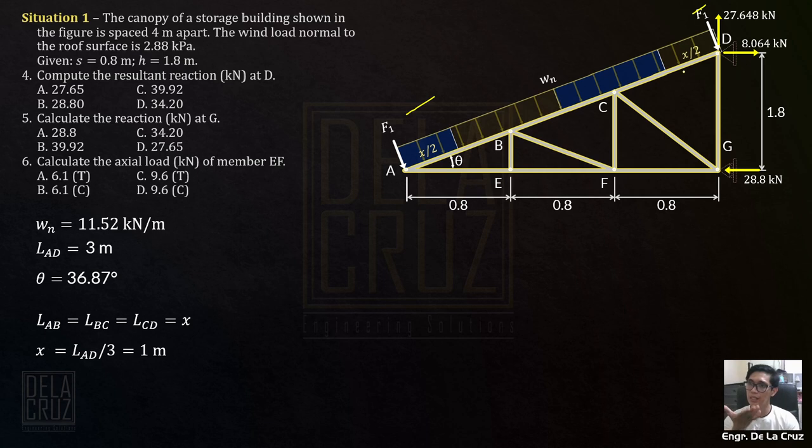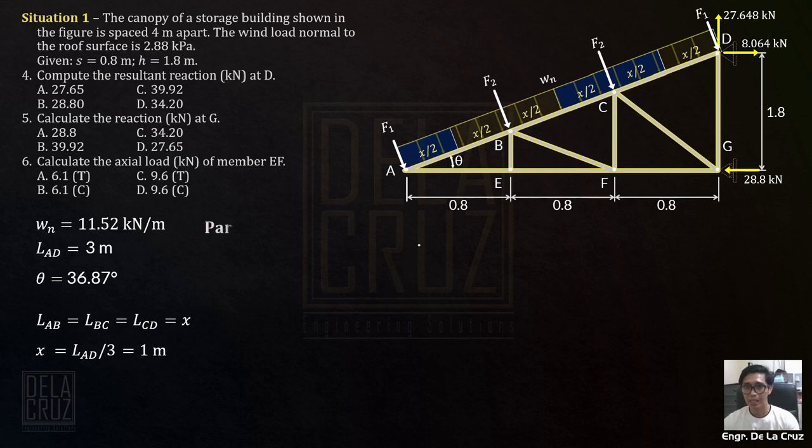The same sila ng kinikerry na wind load. Ito, tatawagin ko siyang F2. Yung kinikerry niya na wind load is kalahati dito, x over 2. And x over 2 din sa kabila. That means, total x yung makikerry niya. At dito rin, you have here x over 2 and x over 2 with the same tributary width here, so the same value yan, F2 din yan.